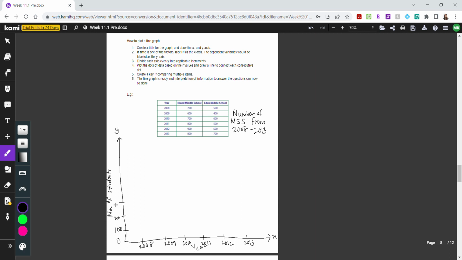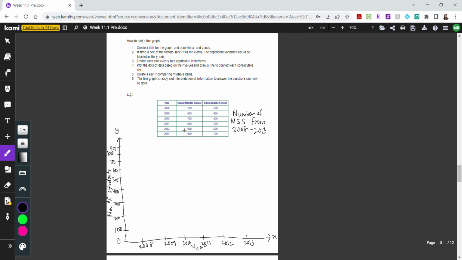So 100, 200, 300, 400, 500, 600, 700, 800, 900. Oh, we're going to go past it. What do we actually need now? Okay, so from there.